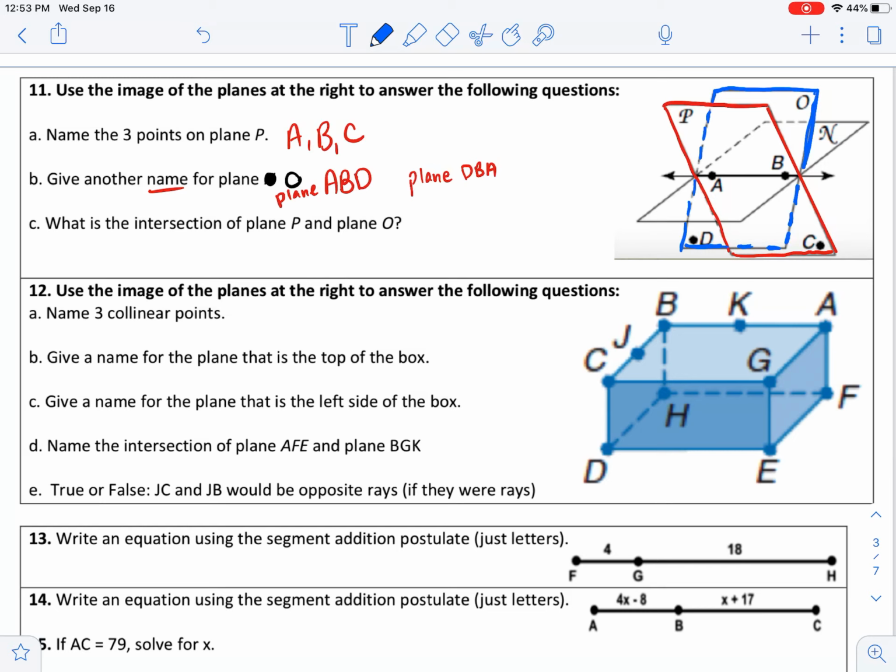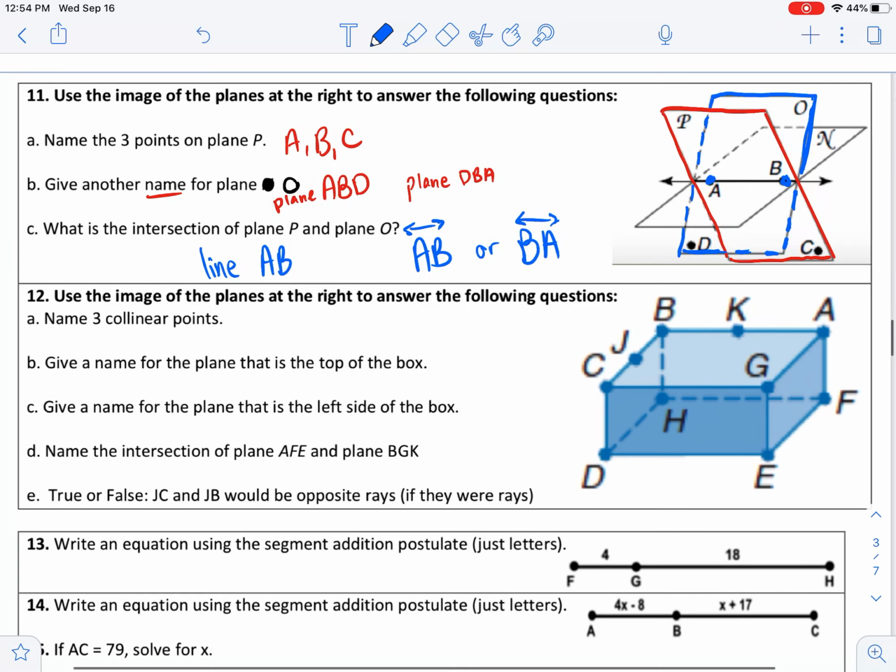So where they're touching at these corners, that pivot point, that's here and here, and that is line AB or BA. So you could name it line AB, line BA, or you could write out the word line AB or line BA. So that's my intersection. So these 2 planes are meeting right here, right on this intersection line.